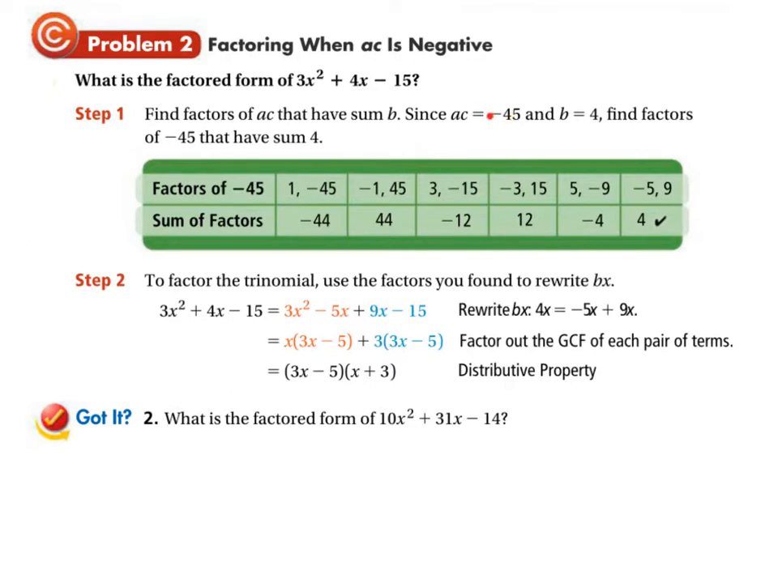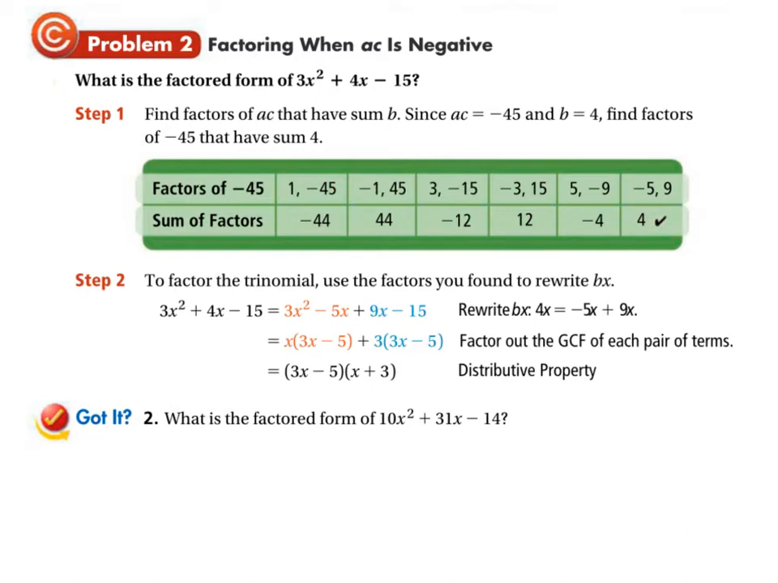Since AC is negative 45 and B is 4, we need to find factors of negative 45 that have a sum of 4. So we can list them, you know, one's positive, one's negative. We need to have one of each sign, in other words, if we've got a negative here. So 1 times negative 45, those combine to negative 44. Or we could put the negative on the 1 instead of the 45, negative 1 and 45, and we get a positive 44. Okay? 3 and negative 15 is negative 12. Negative 3 and positive 15 is positive 12. Okay? And 5 and negative 9 is negative 4. Negative 5 and positive 9 is positive 4. That's what we need. B is positive 4. So this is the one that we need.